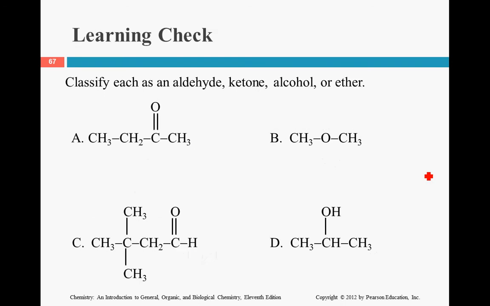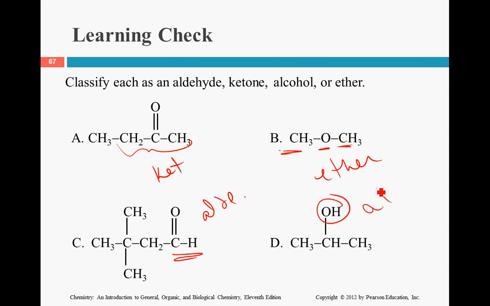There you go. Alright, so now we're going to combine with everything we've learned so far this chapter. This one's surrounded by carbon. There's no hydrogens on that carbonyl, so that's a ketone. This oxygen is in a double bond. It's surrounded by carbons. That's an ether. This one does have a hydrogen bonded. That's an aldehyde. And we have an OH group. That's an alcohol.